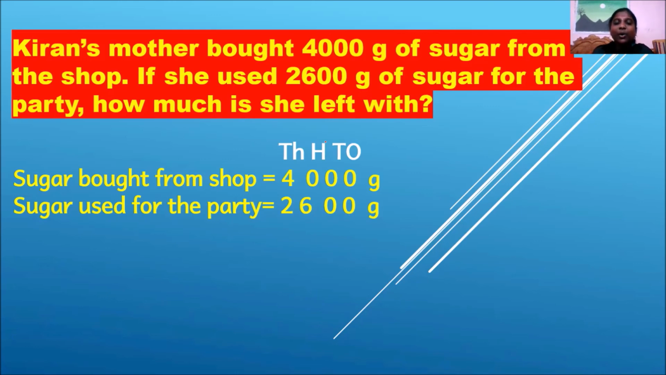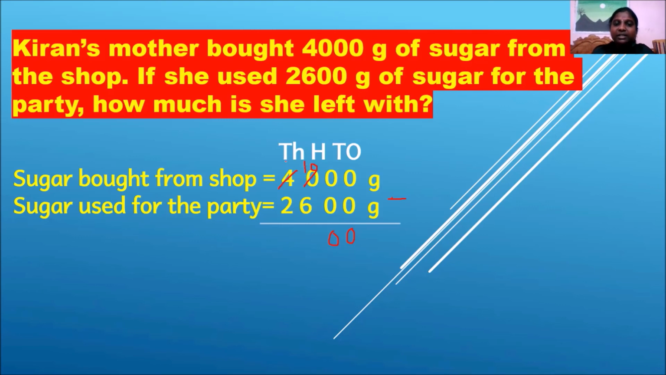Write the numbers according to the places. Now tell me, children, which operation you will use here? Very good. You have to use the subtraction. Start your subtraction from the ones place. 0 minus 0 is 0. 0 minus 0 is 0. We can't subtract 6 from the 0. We have to borrow the number. So number 0 is turned as 10.